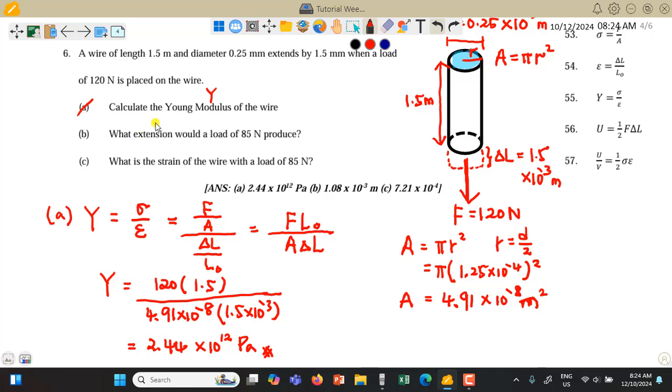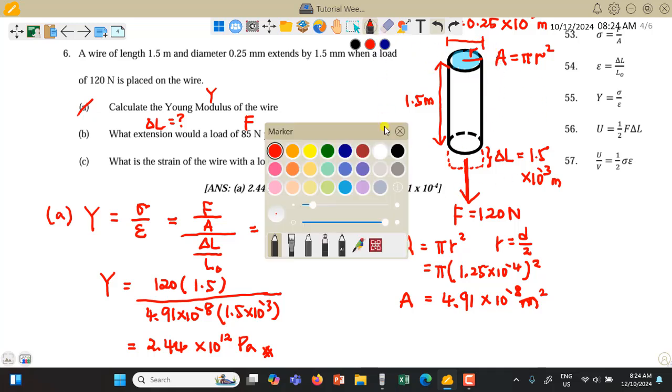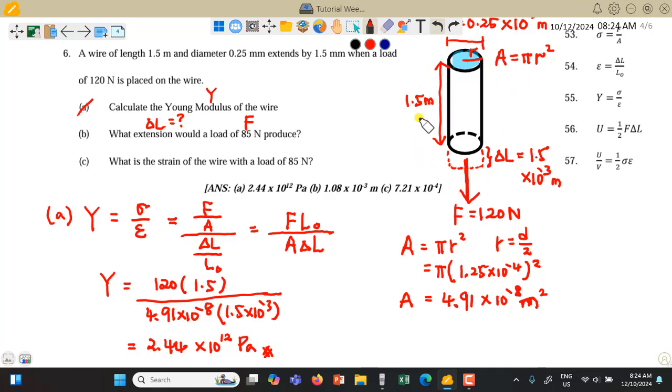Question B, we want to calculate what will be the extension, the delta L, when a load of 85 Newton is applied. Since we are still using the same wire, we are going to have the same value of Young modulus and also the same cross-sectional area. I repeat, since the wire is the same, we have the same value for Young modulus and cross-sectional area.